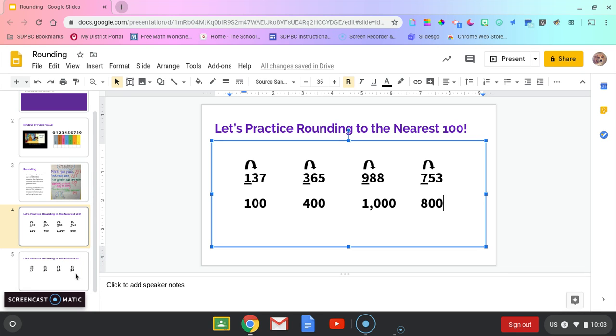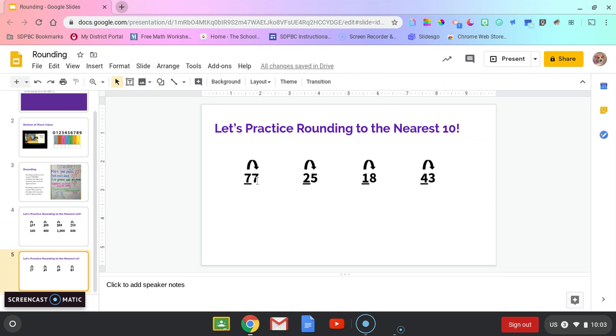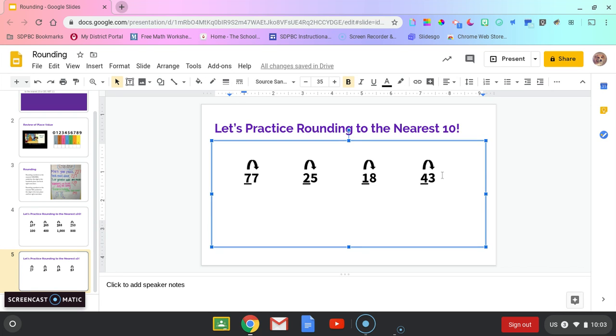All right, now let's go ahead and do rounding to the nearest tens. Again, I've already underlined them. So 77, I've underlined the digit in the tens place, which is this first 7 right here. Look right next door. Is the 7 going to make the other 7 round up or stay the same? Round up to an 8, and then my other digit turns to 0. So 77 rounds to 80.